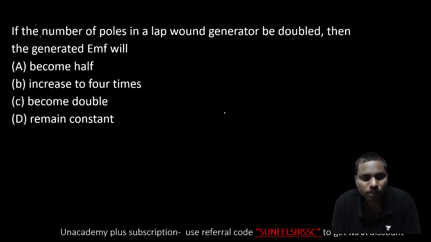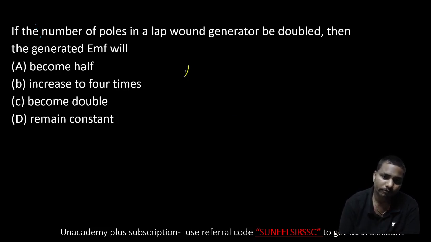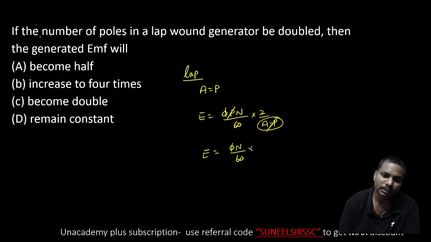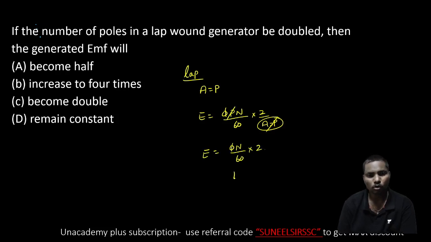If the number of poles in a lap wound generator is doubled, what happens to the generated EMF? In case of lap wound, A is equal to P. So the EMF equation is E = PΦn/60 × Z/A. Since A is nothing but P now, this cancels out. So EMF is equal to Φn/60 × Z. There is no P term, no poles term.